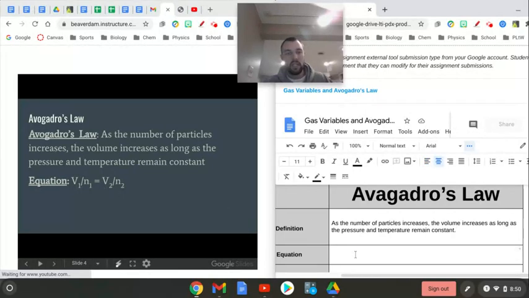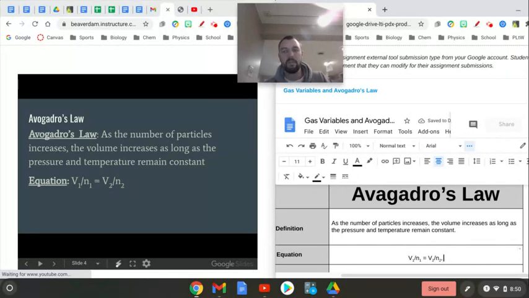What's the equation? The equation is volume 1. Now, when I get the 1 below the V like that, it's control comma, not control period. So volume 1 divided by the number of molecules, n1, equals the volume 2 divided by the number of molecules, n2. Now what do the 1s and the 2s stand for?